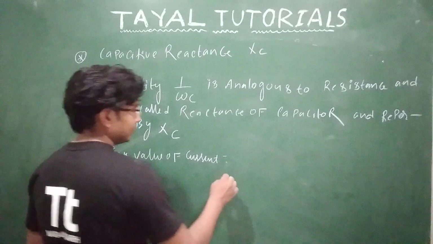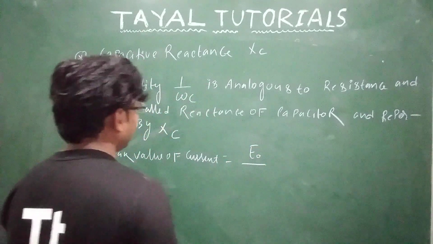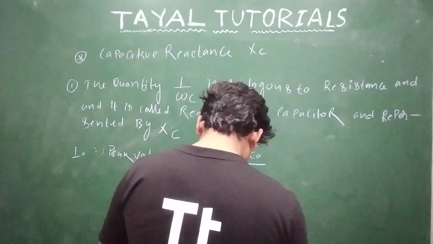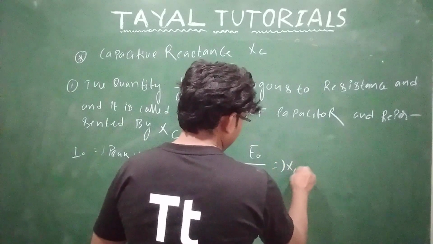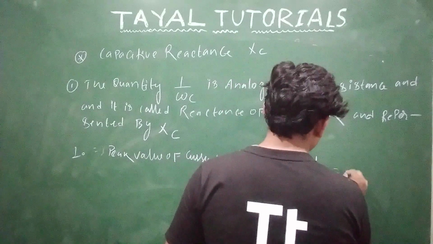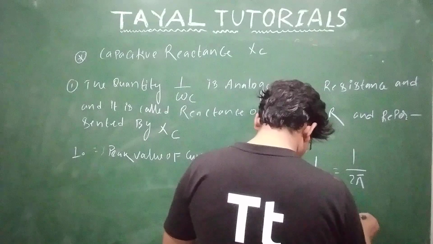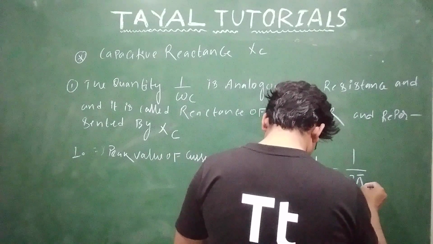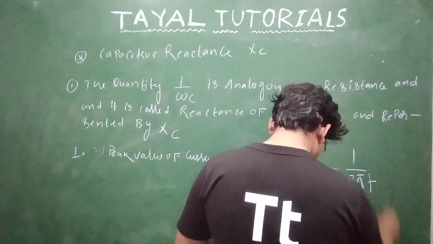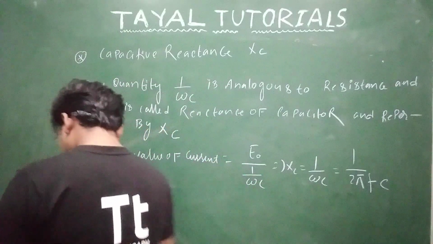Is equal to E naught by XC, which is equal to 1 by omega c. Now omega, you can write XC is equal to 1 by omega c, where omega is equal to 2 pi f. So you can write XC is equal to 1 by 2 pi f into c.